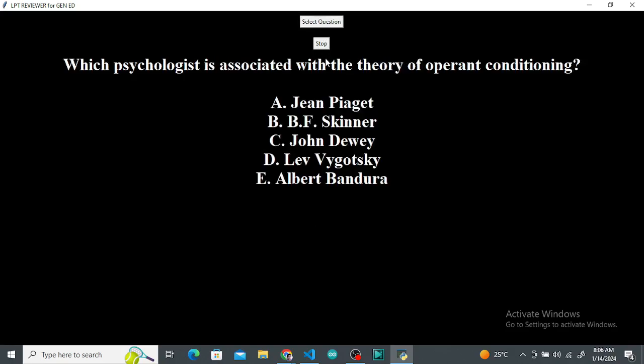Which psychologist is associated with the theory of operant conditioning? A. Jean Piaget. B. B.F. Skinner. C. John Dewey. D. Lev Vygotsky. E. Albert Bandura. The correct answer is B.F. Skinner.